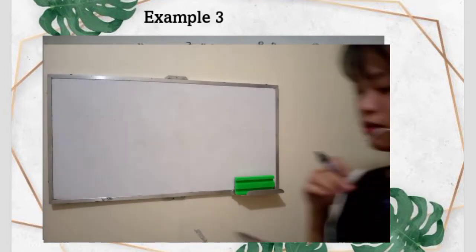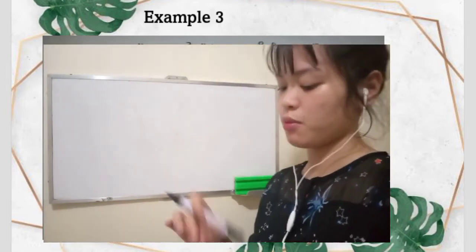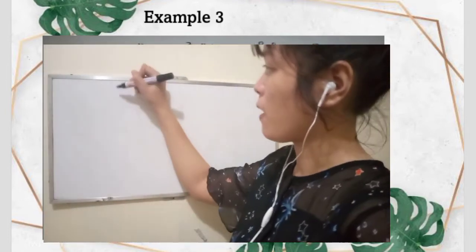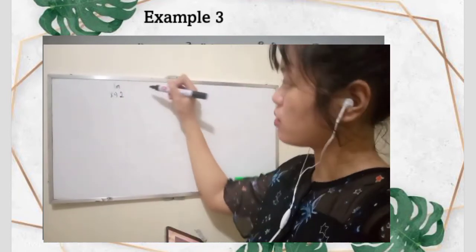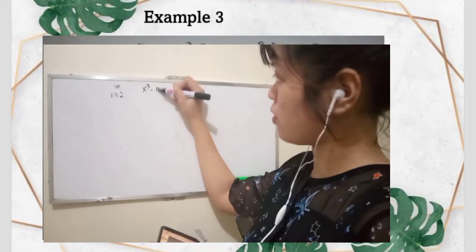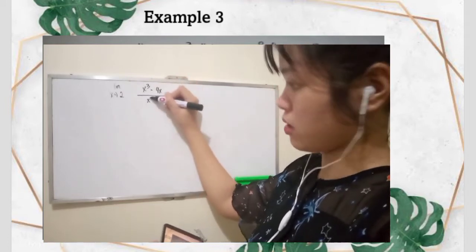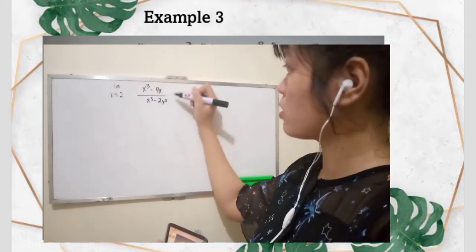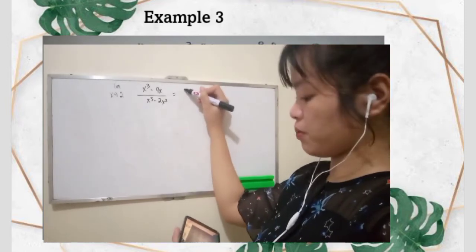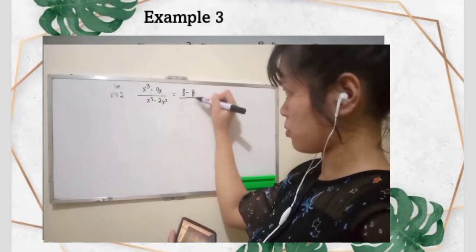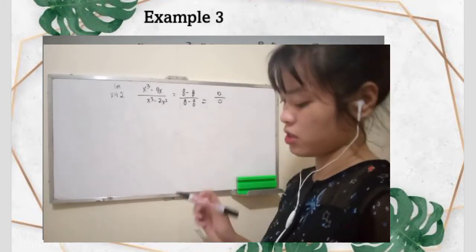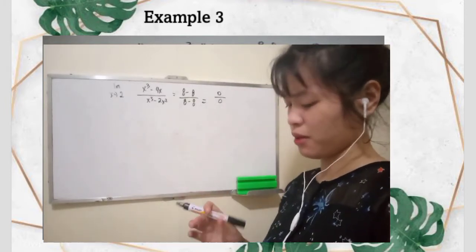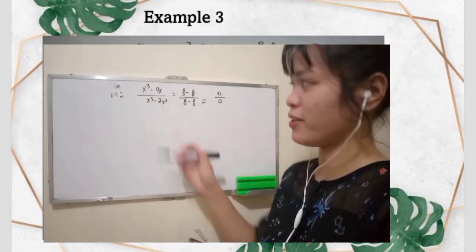Okay, ang next natin, example number 3, last example. Let's say, limit as x approaches 2 ulit, of x cubed minus 4x over x cubed minus 2x squared. So, pag in-substitute mo kasi yan, puro 8 minus 8 lang naman. So, it means 0 over 0 na naman siya. So, let's find ways para hindi siya mag 0 over 0.